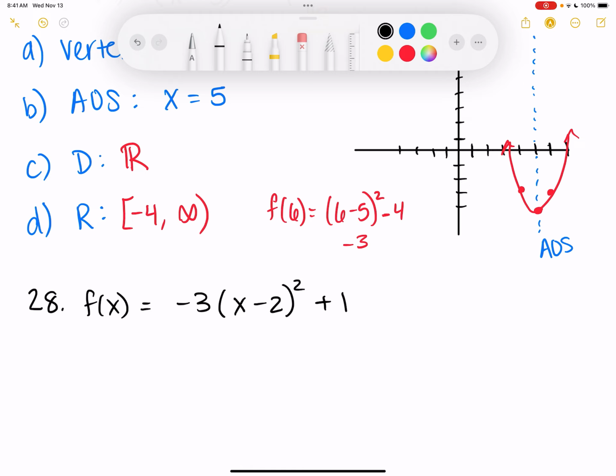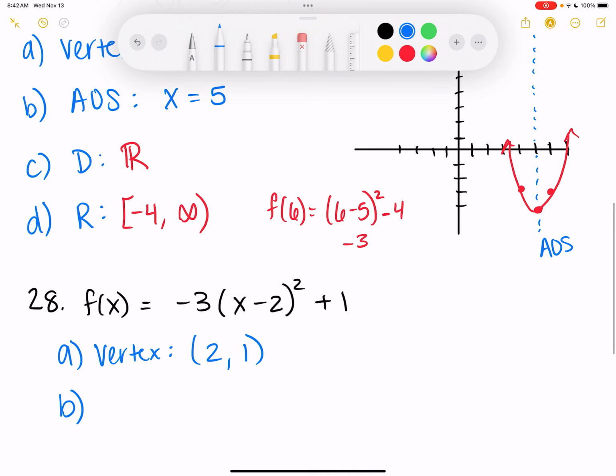All right, so what would the vertex be of this one? 2, 1. Yep, 2, 1. And so my axis of symmetry is what? X equals, wait. X equals 2. Just trying to get you in the habit of saying the x equals part, because it is a line and it's not completely correct if you just say 2.